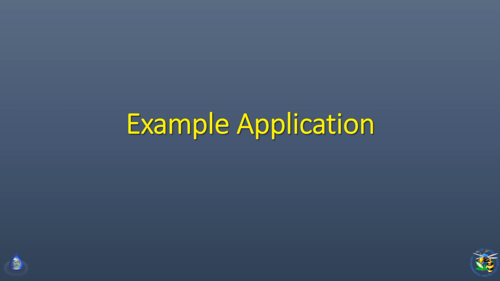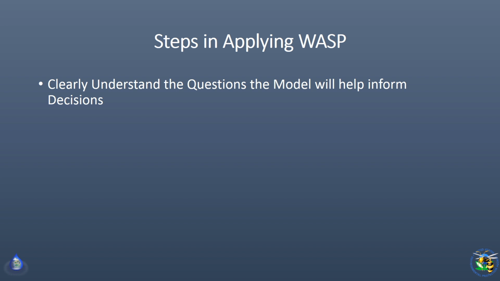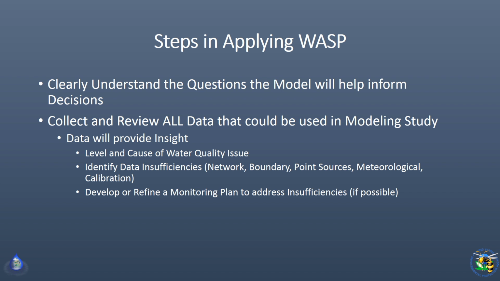As we get ready to build our example application using WASP, I just want to take you through the steps in applying WASP. But these steps pretty much apply to all water quality models. The first thing is you need to clearly understand the questions the model will help inform a decision. There's nothing worse than selecting a model, developing an approach, and then finding out later that they want a different kind of answer that the model was not parameterized or set up for, or might not even be the most appropriate model. So make sure you understand what these questions are, what the management actions are going to be, and whether or not the model is capable of helping support those decisions.